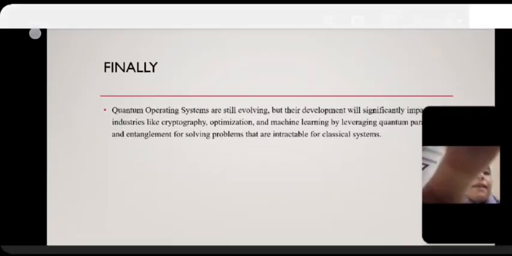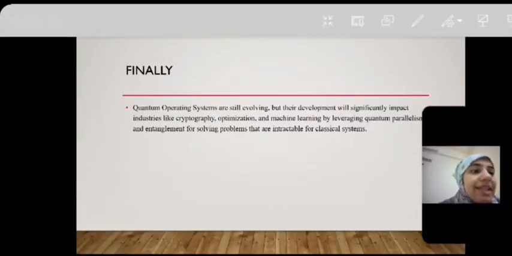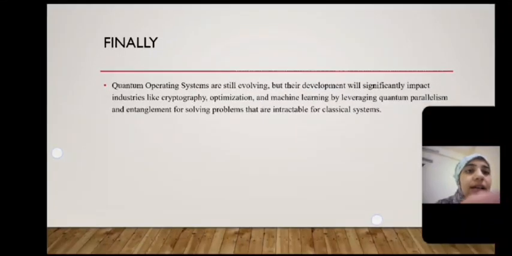Finally, and I am very glad that this is the finally, quantum operating systems are still evolving. But their development will significantly impact industries like cryptography, optimization, and machine learning by leveraging quantum parallelism and entanglement for solving problems that are intractable for classical systems.